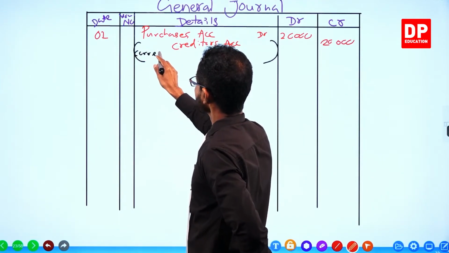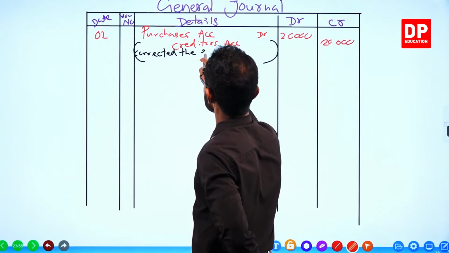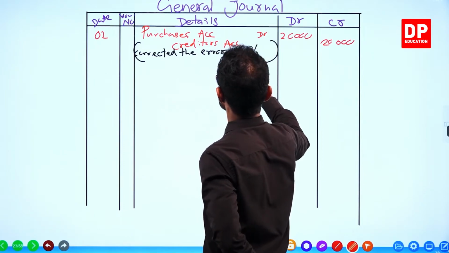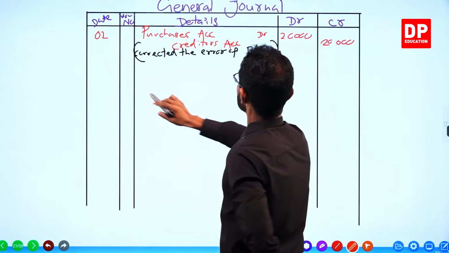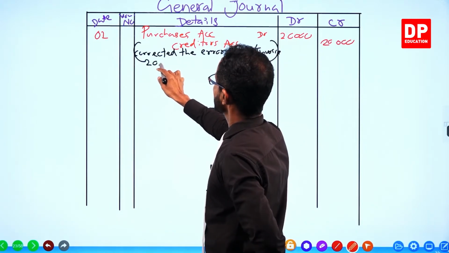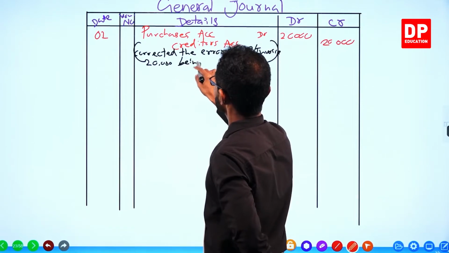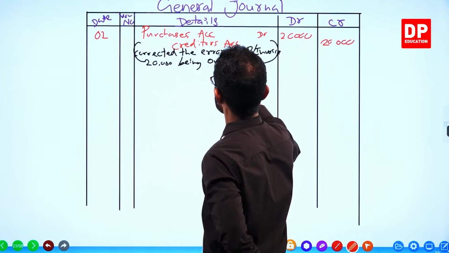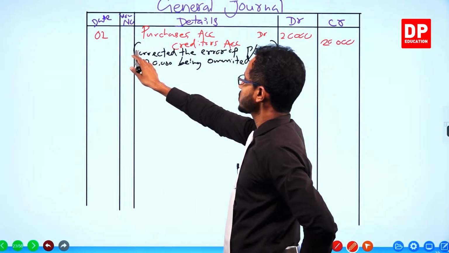Corrected the error of purchase invoice 20,000 being omitted. There. Narration done.